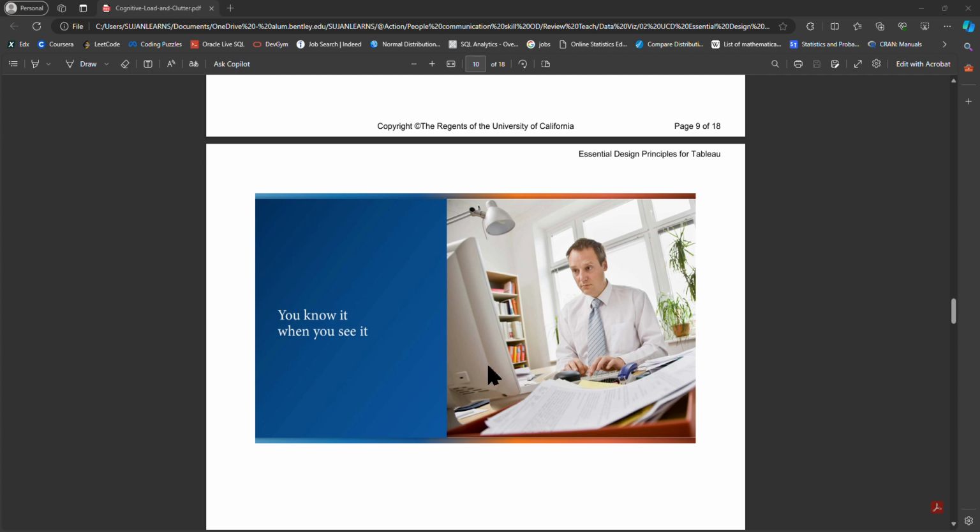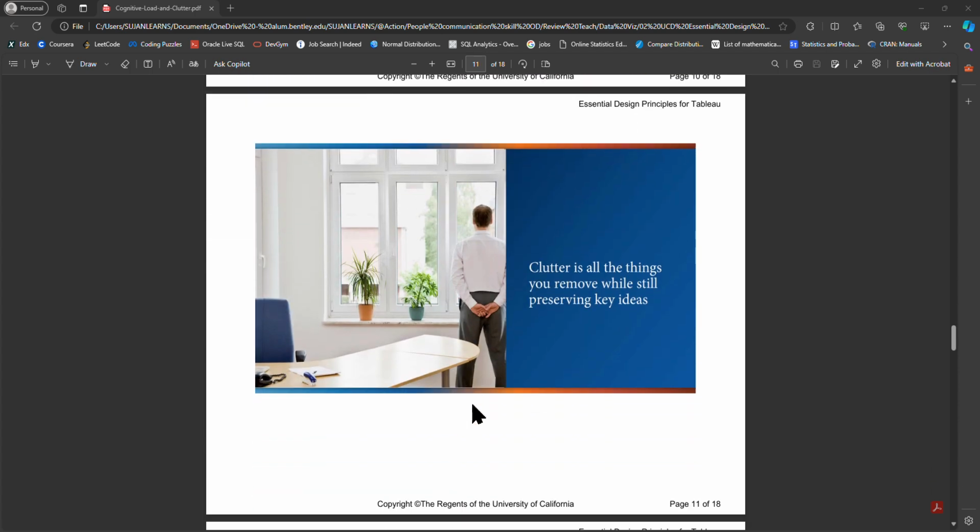In the same way, in data visualization, there are things which are clutter. Those are things that can be removed, and you could still preserve the key ideas of a data visualization. By removing those, you are able to have a more meaningful presentation, and because of that, it is easier for the audience to understand the presentation much better. Therefore, there is a direct relationship between cognitive load and clutter.